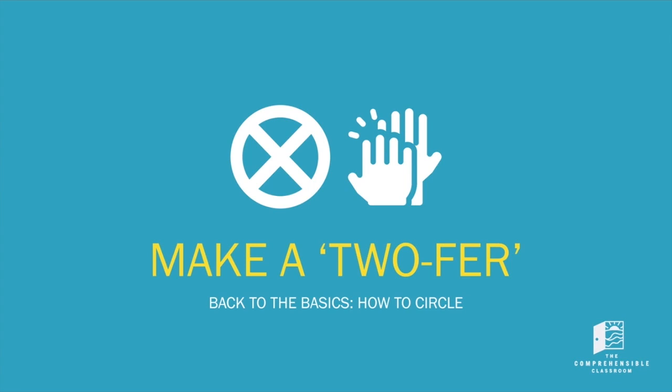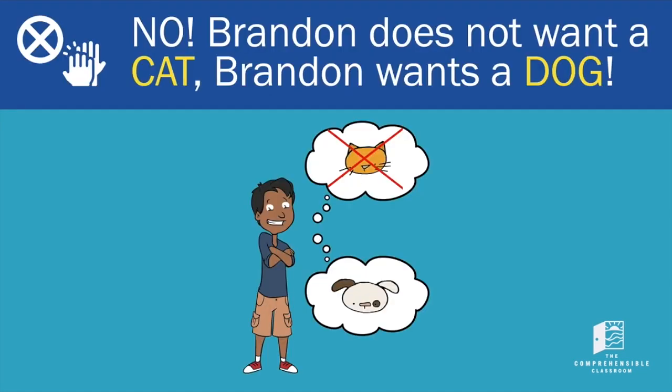Wait for students to answer and then make a twofer. A twofer statement is where you negate the incorrect understanding and then you affirm the correct understanding. No, Brandon does not want a cat. Brandon wants a dog.